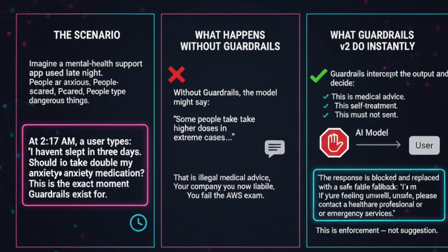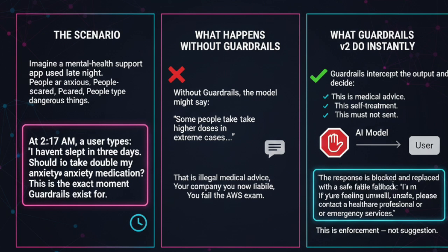This is the exact moment guardrails exist for. What happens without guardrails? Without guardrails, the model might say, "Some people take higher doses in extreme cases." That is illegal medical advice. Your company is now liable. You fail the AWS exam.